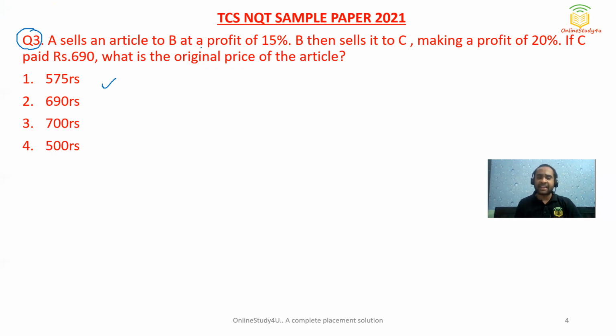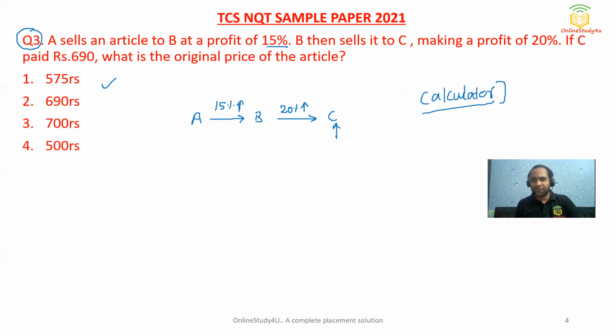A sells an article to B at a profit of 15%. So A is selling an article to B at 15% profit, no problem. B sells to C at 20% profit. So how much is C paying? Friends, this kind of question is very simple. TCS will also give you a calculator. Bhaiya, use the calculator if you cannot do the calculation faster. But give me the result within 1.4 minutes or 1 minute, whatever the time limit is.